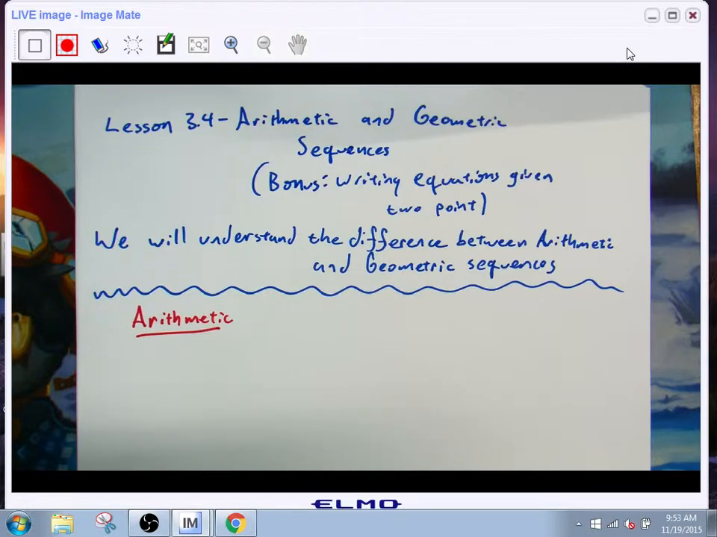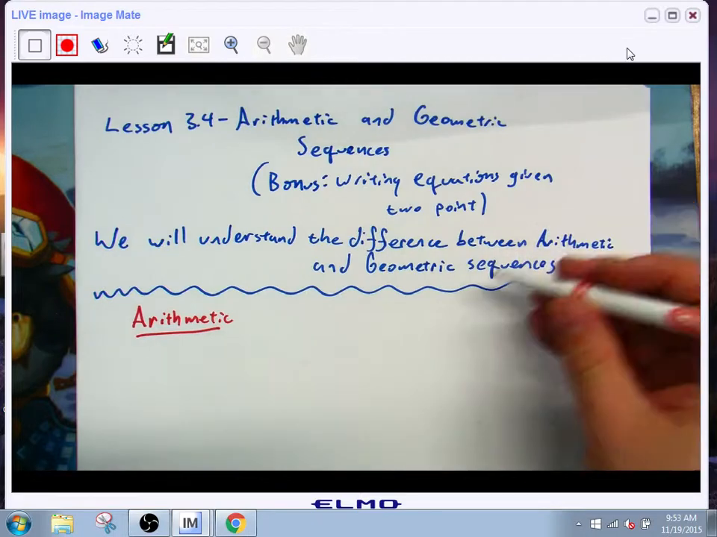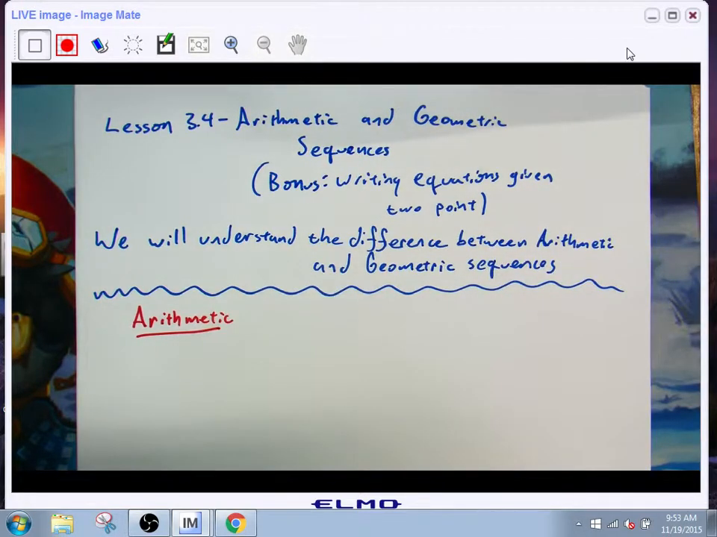Arithmetic is simply the most basic form of math. It's adding and subtracting. That's all arithmetic is. Arithmetic is just adding and subtracting. Okay? And so when I say an arithmetic sequence, what do you think is going on with that sequence? You're adding or subtracting, right?